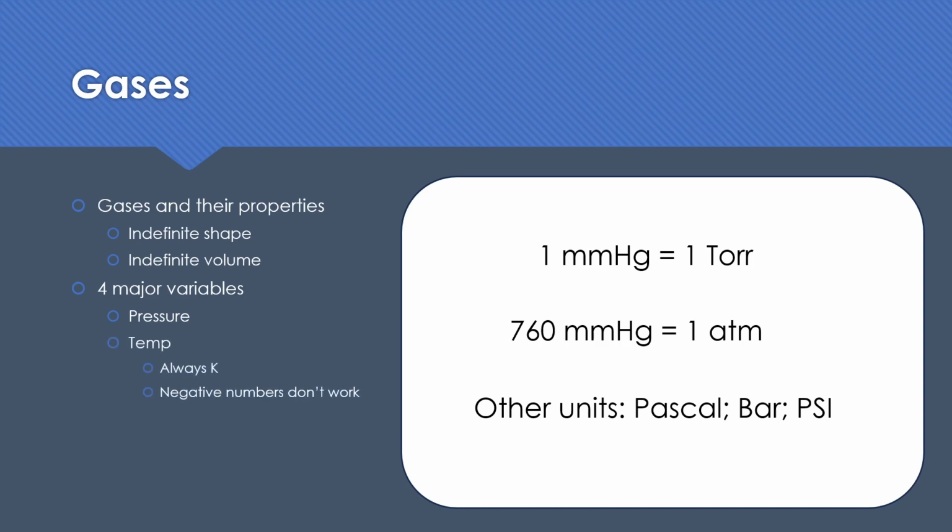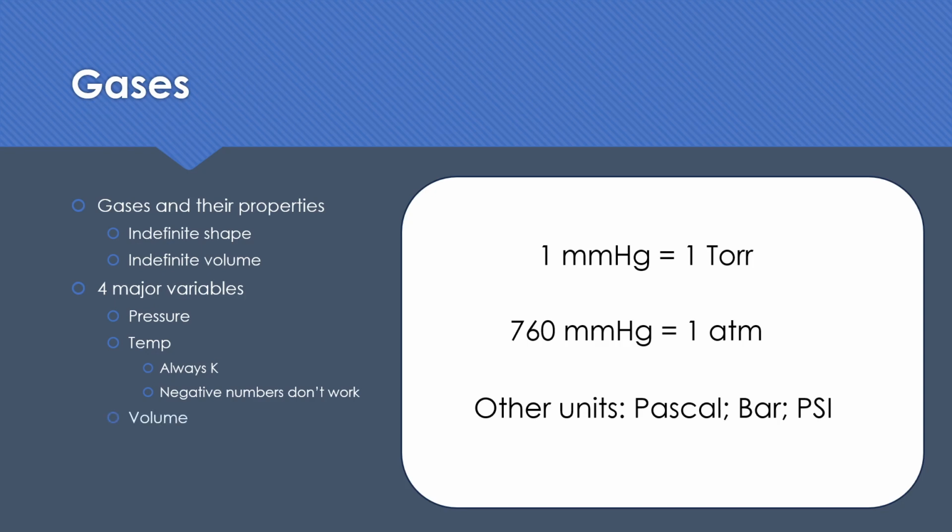The other variable we want to look at is temperature. Temperature has to be in Kelvin, because you cannot have negative numbers. As you'll see when we do our gas equations, you cannot have negative numbers, because then you might end up with a negative volume, which doesn't make sense. So whenever you're doing gas calculations, you must have your temperature in Kelvin.